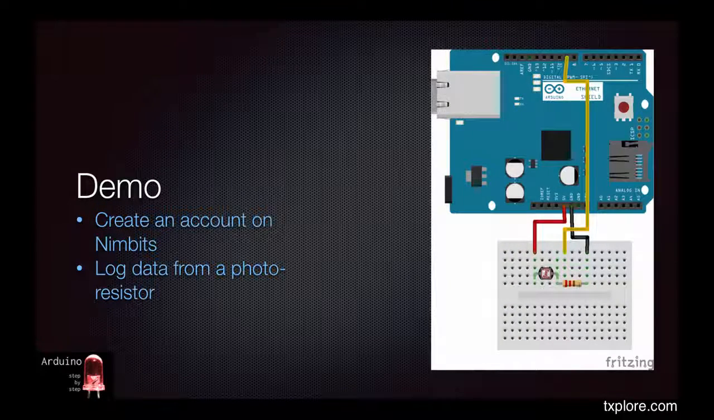The hardware for this demo requires the Arduino Ethernet shield, a photoresistor to use as the sensor, and the 10 kilo ohm resistor to use as a voltage divider with the photoresistor. Or feel free to use any other analog sensor you may have handy.